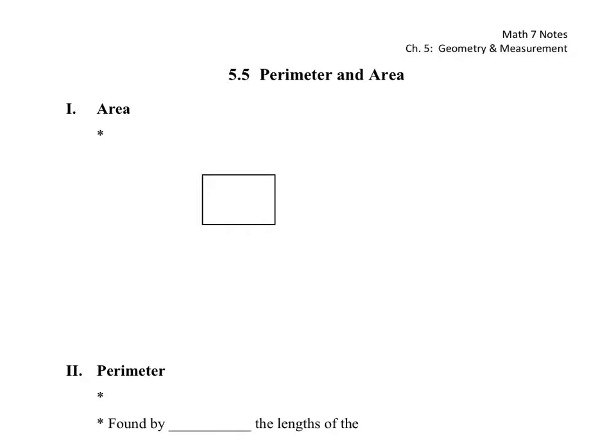Area is the space inside a polygon. Just a polygon? Yeah. Space inside a polygon, yep. Any polygon. So 4-sided, 5-sided, 3-sided, 8-sided, 10-sided, right? Yeah. Any shape. Any shape, okay?